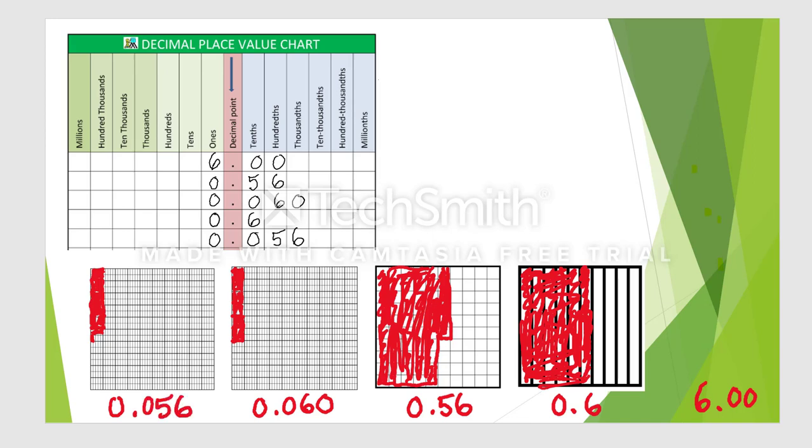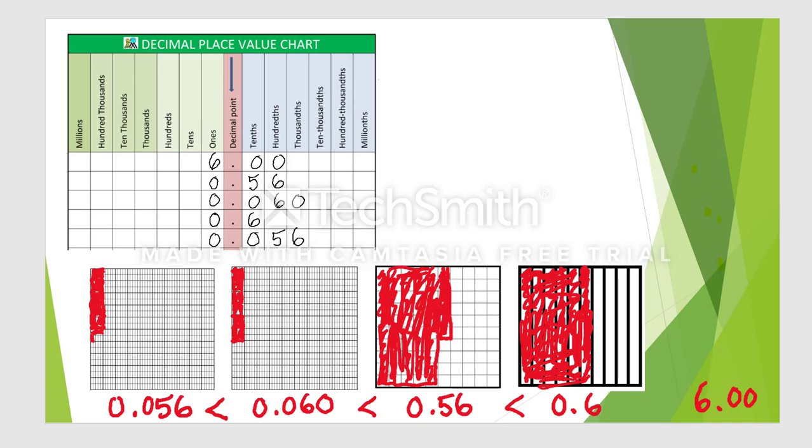So if we look at our visual model, you can see that 56 thousandths is less than 60 thousandths. So my inequality sign opens up to the larger number here. And in fact, 60 thousandths is not even quite a tenth, is definitely less than 5 tenths and 6 hundredths, or what we would say 56 hundredths. And 56 hundredths here is just a little bit less than 6 tenths. We have 5 tenths plus 6 hundredths, whereas in here we have 6 tenths.